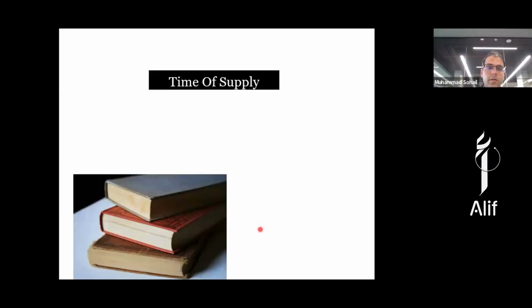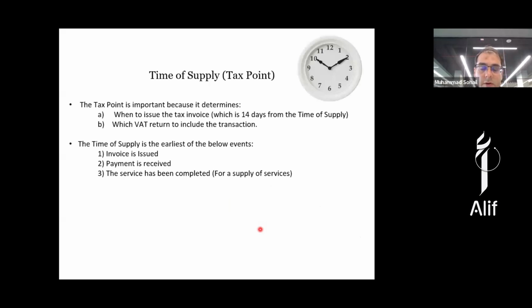Time of supply. This is a very important concept. It's also called the tax point. This is the date that is considered for each transaction. It's important for two main reasons. Number one, from the tax point, you have 14 days to issue a tax invoice. Also, the tax point tells you which VAT return to include your transaction in.